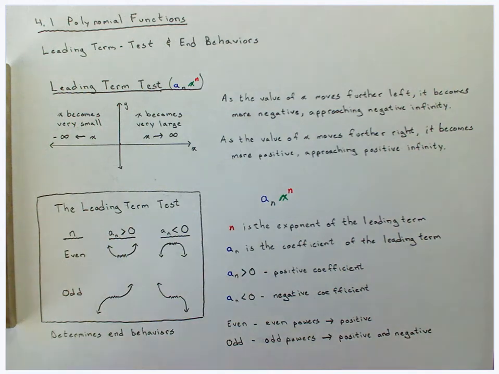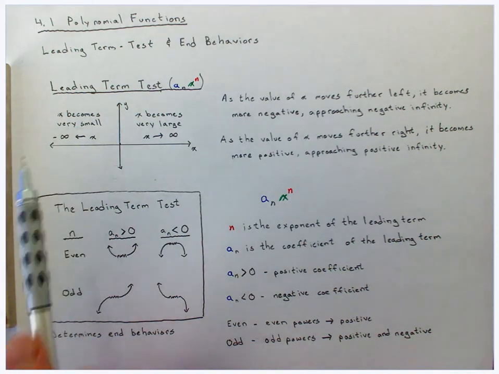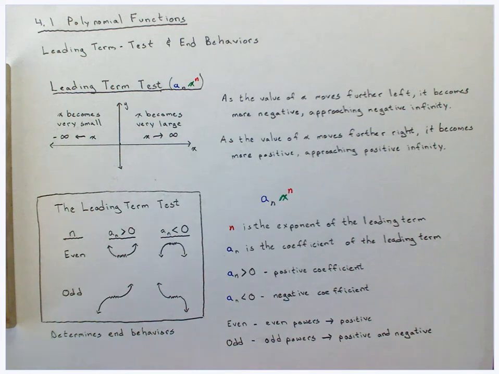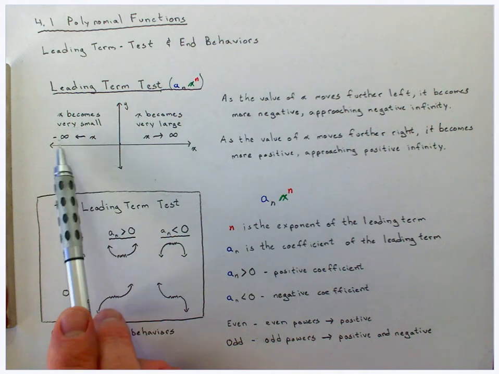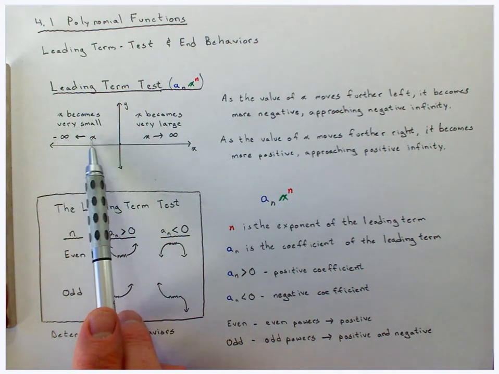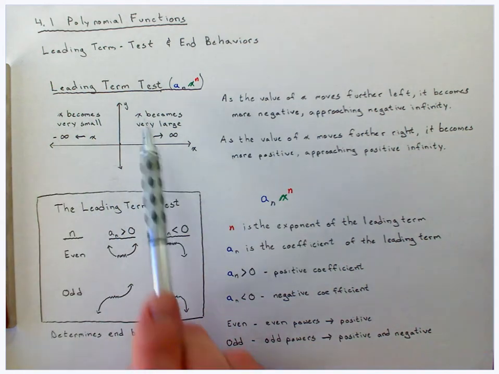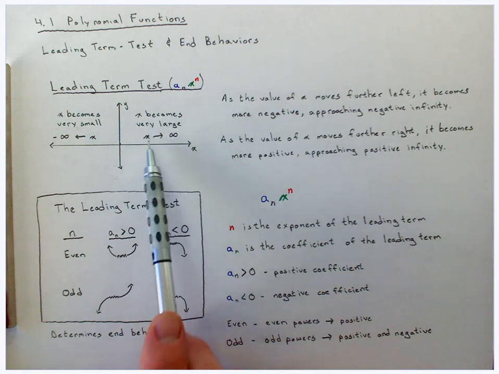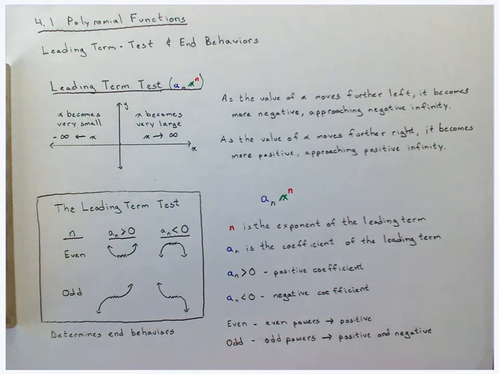So the leading term test, just something to conceptualize on, is very common sense, but sometimes when we talk about it, it's like an epiphany. As x becomes very small, it approaches negative infinity, meaning that the more negative x becomes, it goes toward negative infinity. And as x becomes very large, it approaches infinity. So the more positive it becomes.